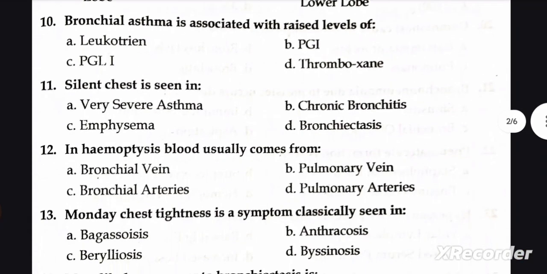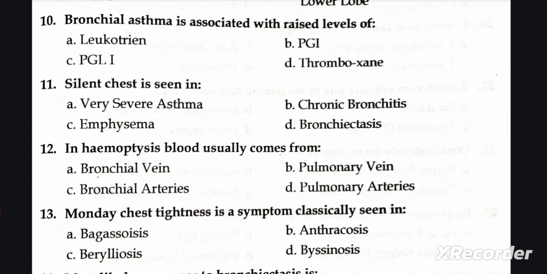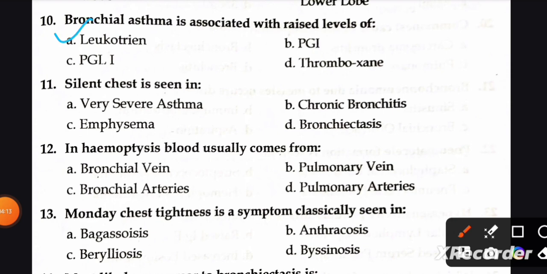Next question is: bronchial asthma is associated with raised level of A. leukotriene, B. PGI2, C. PGI1, and D. thromboxane. Right option is A. leukotriene. Next question is: silent chest is seen in A. very severe asthma, B. chronic bronchitis, C. emphysema, and D. bronchiectasis. Right option is A. very severe asthma. Next question is: in hemoptysis blood usually comes from A. bronchial vein, B. pulmonary vein, C. bronchial artery, and D. pulmonary arteries. Right option is C. bronchial arteries.